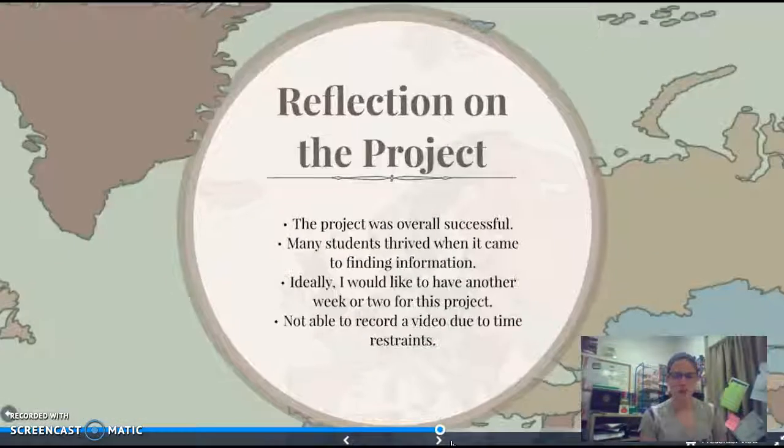And then overall, the project was successful. Many students thrived when it came to understanding the information. Ideally, I would have liked another 2 or 3 weeks to work on it because we did not have time to record videos of the students reading these books. We just are running out of time with it being so close to Christmas break.